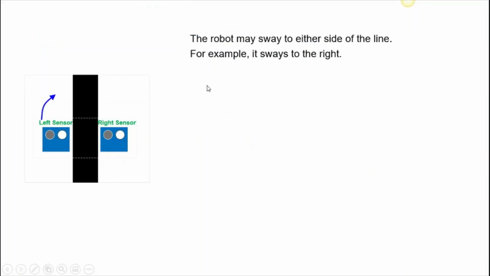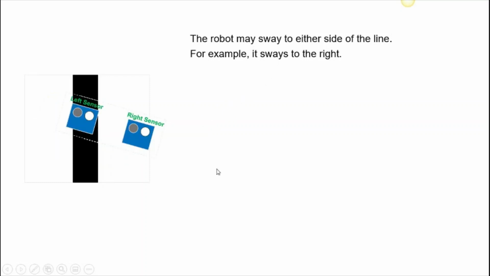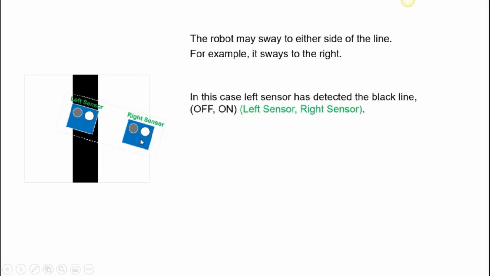Along the navigation process, the robot may sway to either side of the line. For example, if it sways to the right, the alignment of the sensors has changed. In this case, the left sensor has detected the black line, and therefore the signal becomes off and on: off for the left sensor and on for the right sensor.